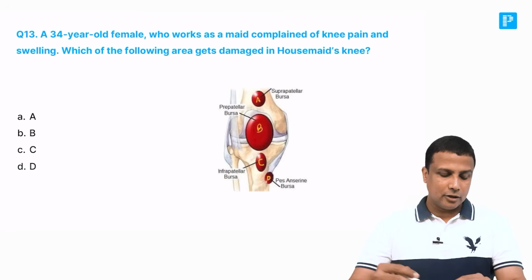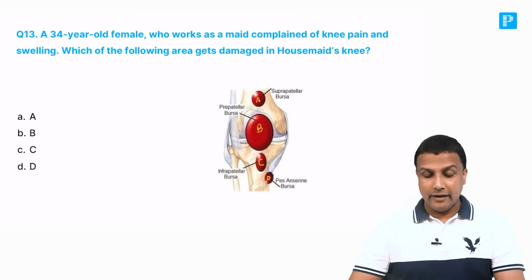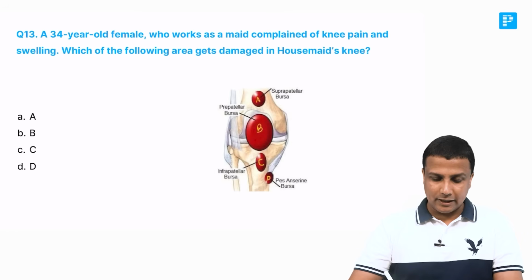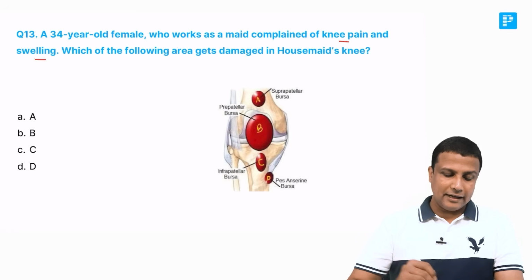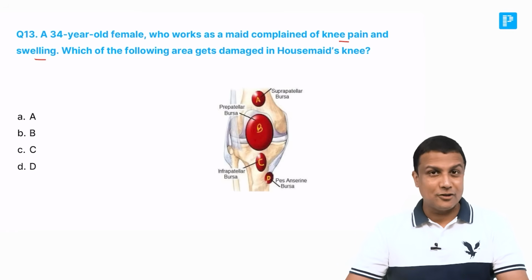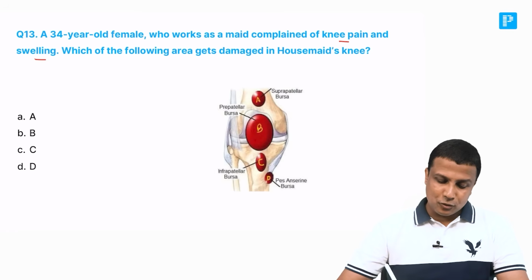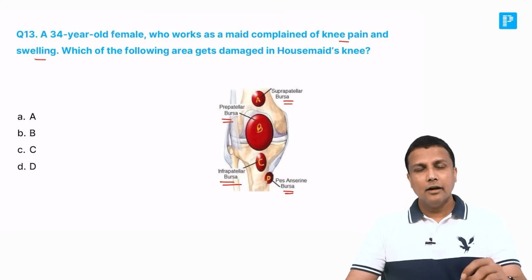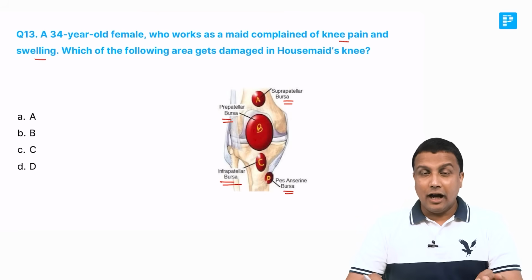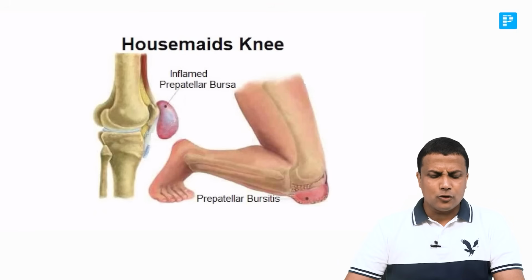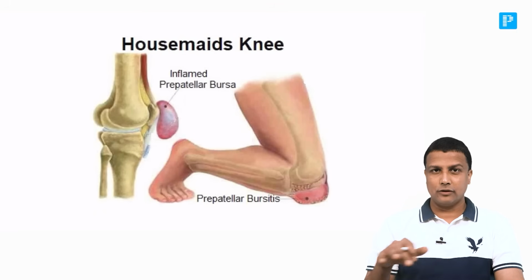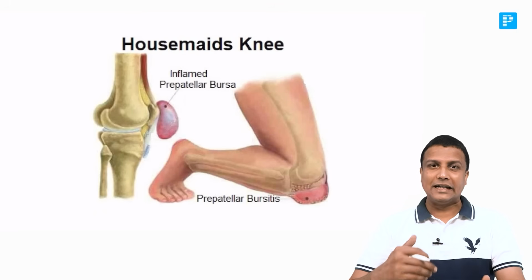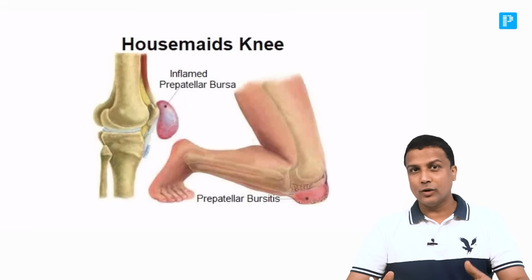A 34-year-old female who works as a maid complained of knee pain and swelling. Which of the following areas gets damaged in housemaid's knee? Is it like suprapatellar bursa or prepatellar bursa or infrapatellar bursa or pes anserinus bursa? Remember, in the housemaid's knee, how to understand the concept here? Housemaids normally, while mopping the floor, are kneeling down. And when they are kneeling down, what is going to happen?